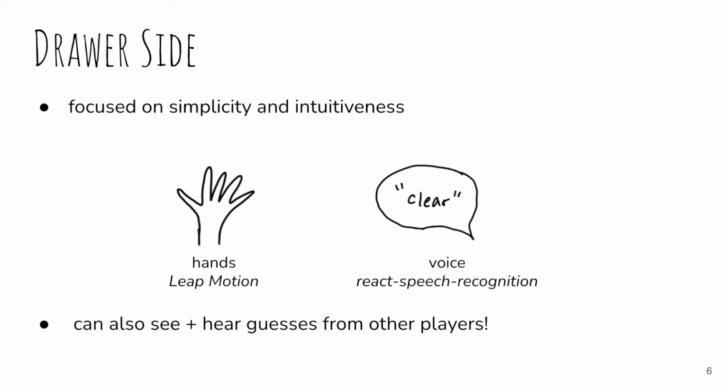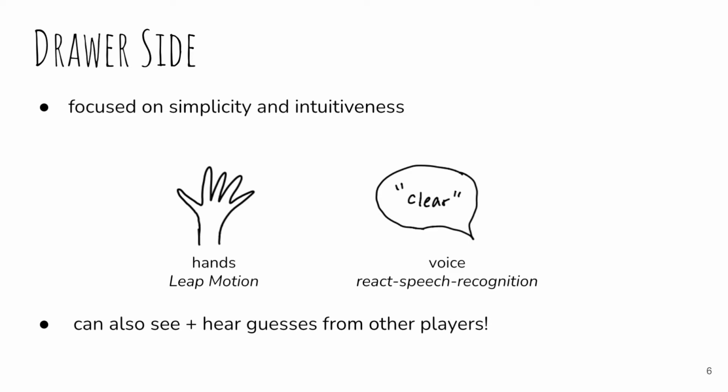Welcome back. Now let's talk about how the project actually works. On the drawer side of things, I focus on simplicity in the hand gestures that we track with the Leap Motion sensor, like extending your fingers to draw, or hovering over and grabbing a color or a thickness level to select it. And also the voice commands are simple and intuitive, like saying clear or undo to erase the drawing. And they're also redundant with the hand motions.